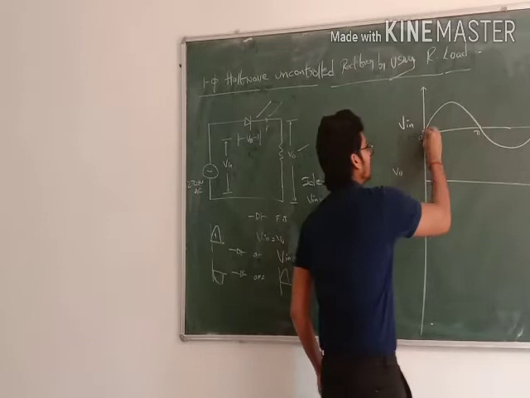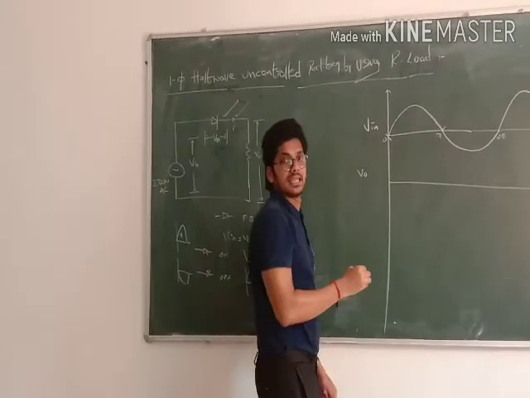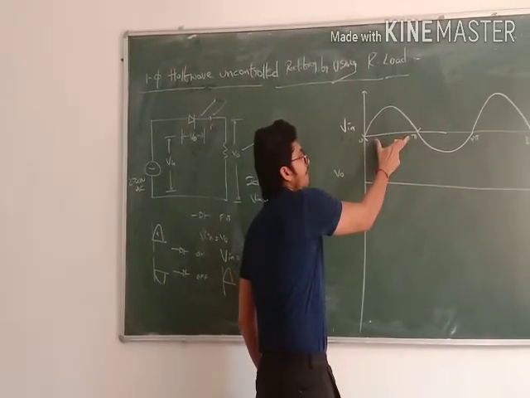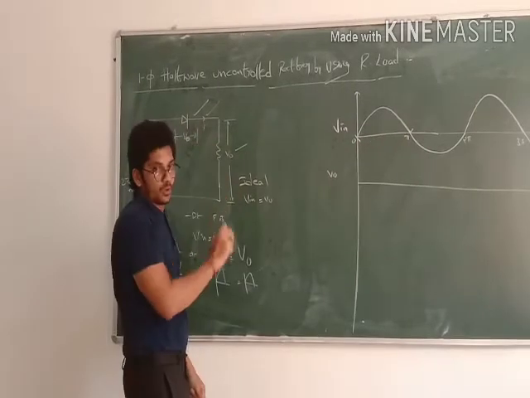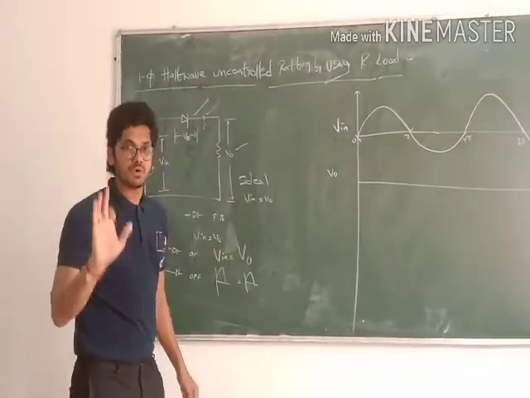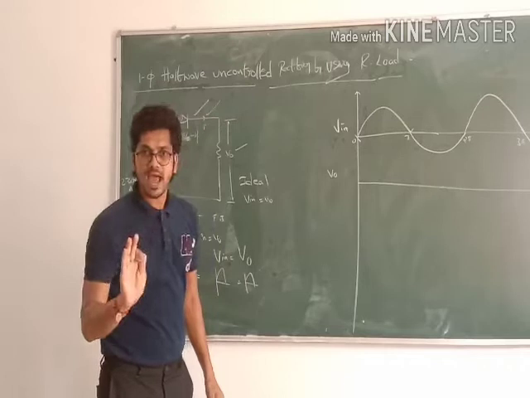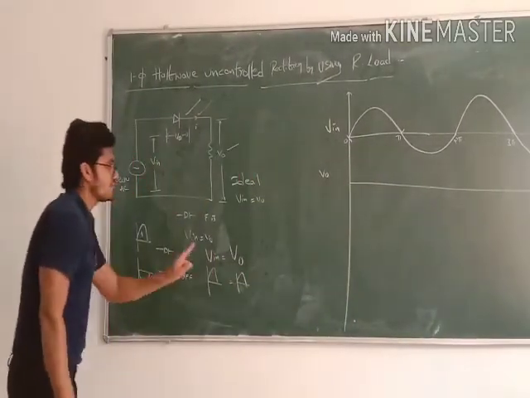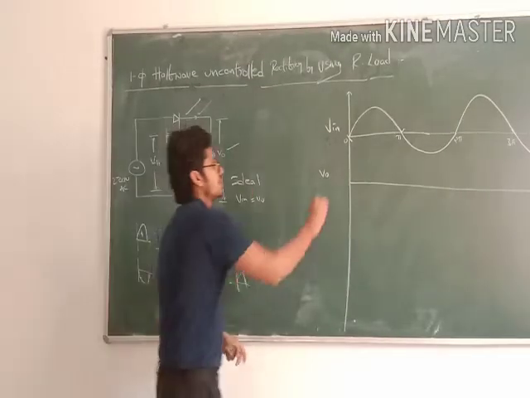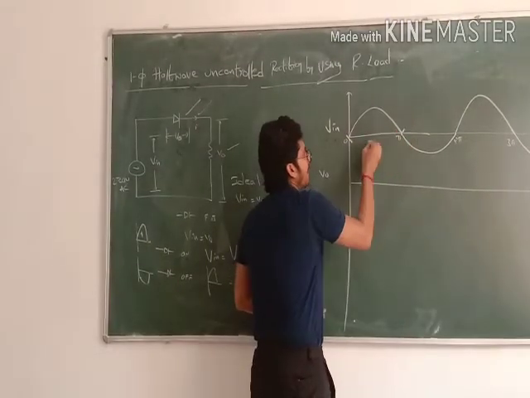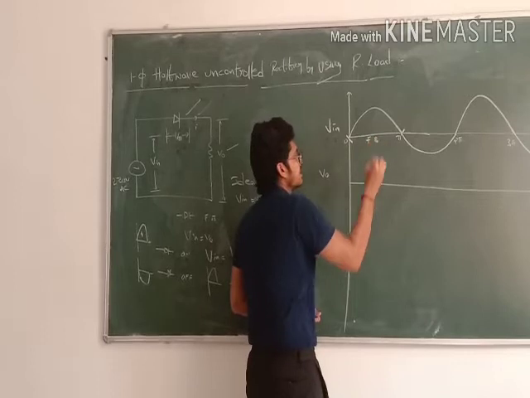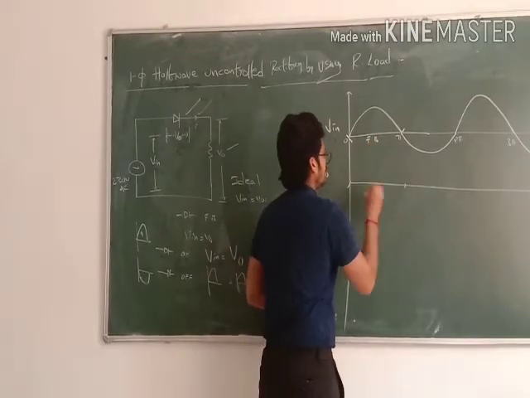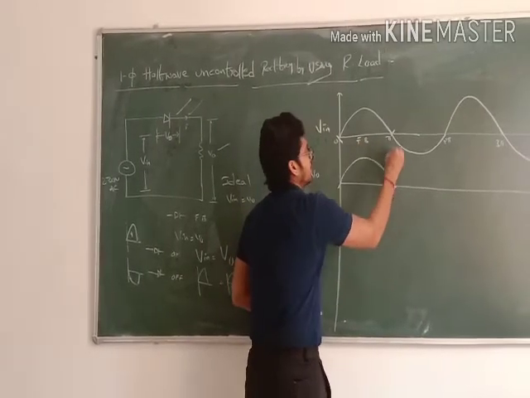For example, from 0 to pi, I am giving this positive applied voltage across my diode. My diode is going to be forward biased. When it is in forward bias, V input equals V output according to the ideal switch. So from 0 to pi, my diode is forward biased, so whatever the V input value is, it equals V output.